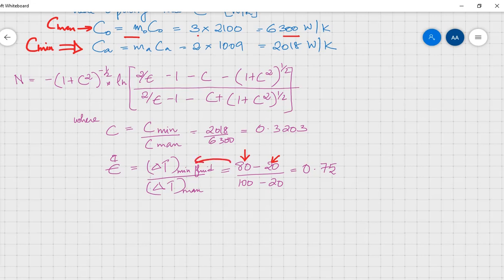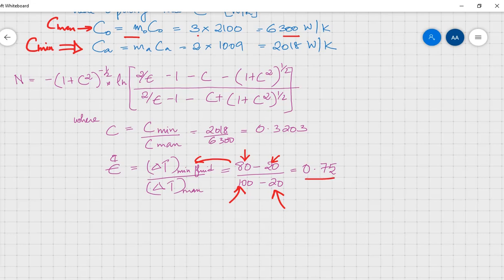Now how do you find out delta T max? It is the temperature difference between the inlet of the hot fluid and the inlet of the cold fluid. 100 is the temperature at which hot oil enters the heat exchanger. 20 is the temperature at which cold air enters the heat exchanger. So the maximum temperature difference that exists inside the heat exchanger is 100 minus 20. So effectiveness is this value.